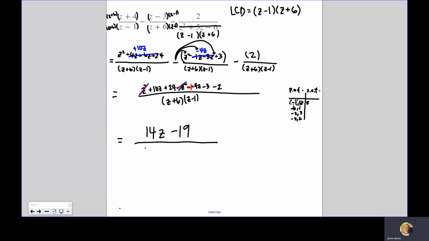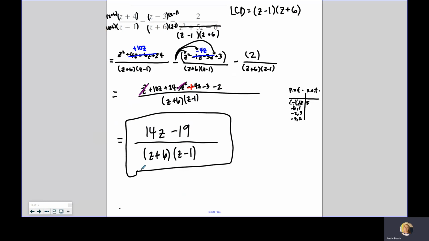Over our common denominator, z plus 6 times z minus 1. Now your last step is to think, okay, is there anything in the top that I could factor? 14z minus 19. There's no common factors up there, so you are all done. So all they asked us to do was combine or add or subtract, combine like terms and simplify completely. So we're done with this one.